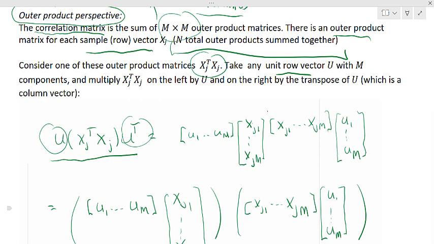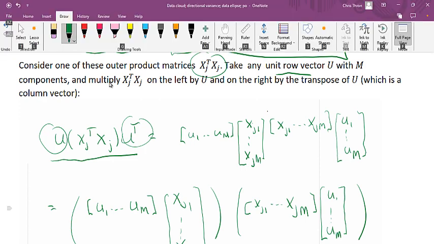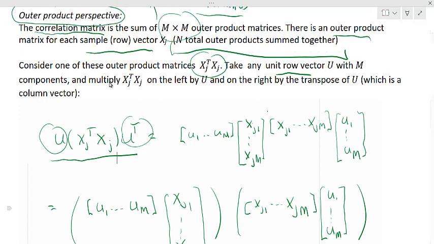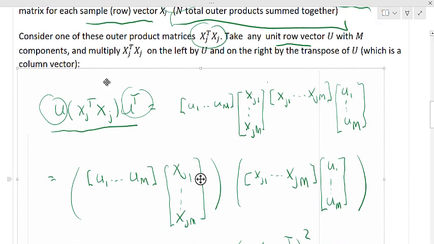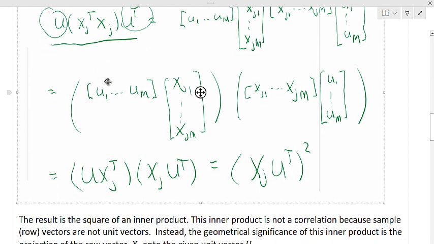Remember that this outer product matrix looks like this. It's the product of a column vector here. Here, let me switch back so you can see what I'm doing. This should be t. Okay. All right. So it's the product of this column vector here times this row vector here. But I'm multiplying on the left by a row vector and on the right by a column vector. Now I can reassociate the multiplication. And I'll group the first two together and I'll group the second two together. Right? So I'm grouping those together.